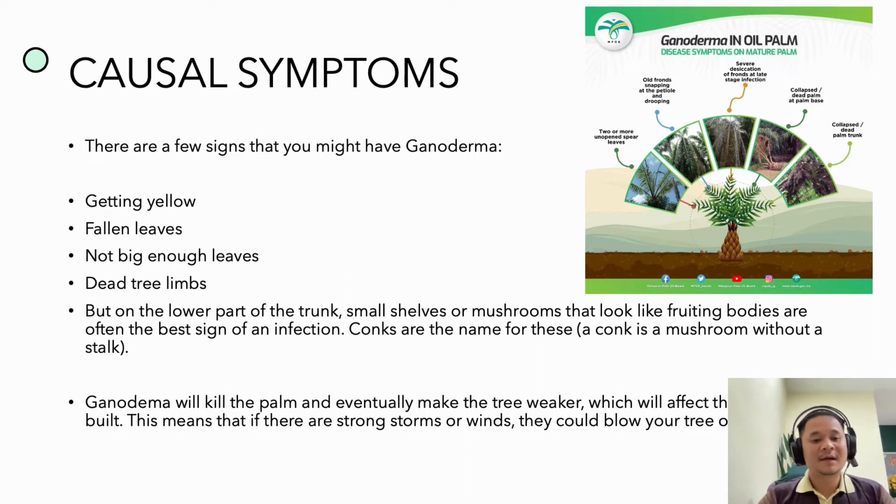Ganoderma will kill the palm and eventually make the tree weaker. That means Ganoderma kills the palm because it eats the trunk, and suddenly the palm is destroyed and collapses. The trees collapse, which is very dangerous for the harvesting.